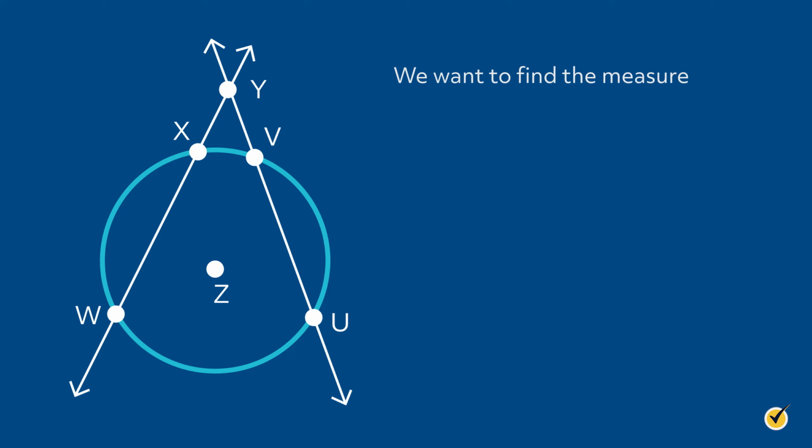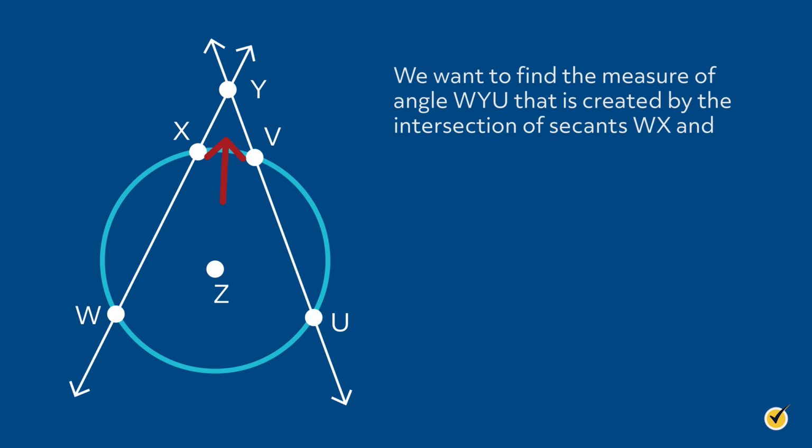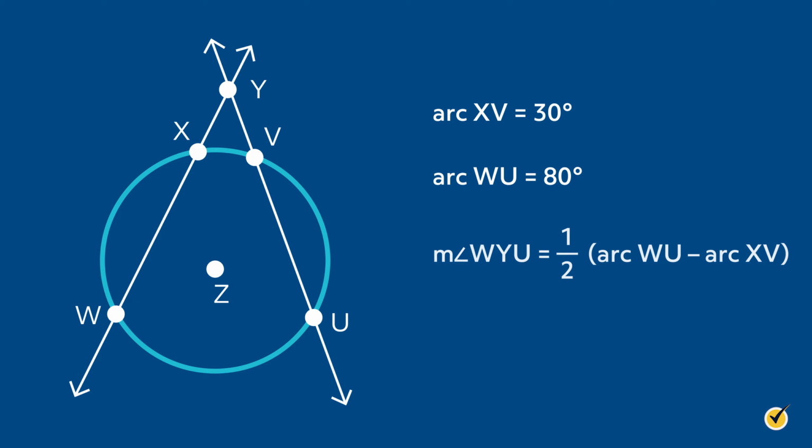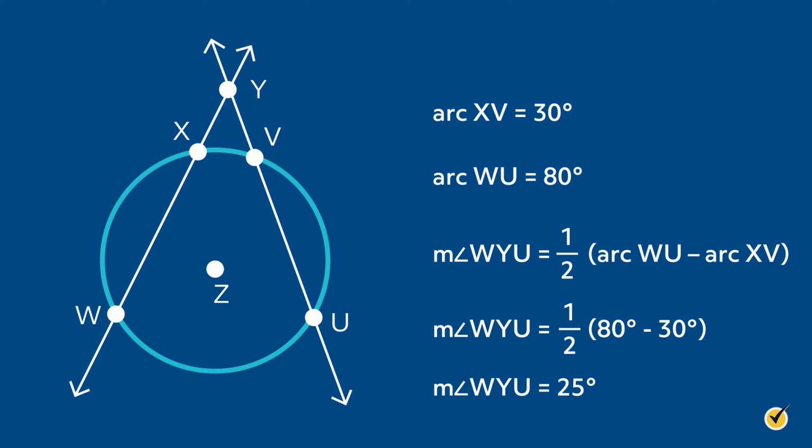We want to find the measure of angle WYU that is created by the intersection of secants WX and UV on circle Z. Angle WYU is intercepted by arcs XV and WU. The measure of arc XV is 30 degrees. The measure of arc WU is 80 degrees. To find the measure of angle WYU, we use the formula measure of angle WYU equals 1/2 times (arc WU minus arc XV). Therefore, the measure of angle WYU is equal to 1/2 times (80 degrees minus 30 degrees), which is equal to 25 degrees.